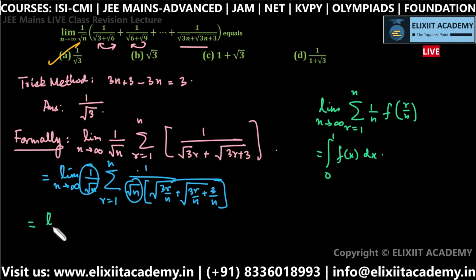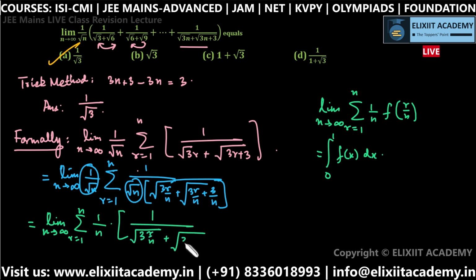So basically this turns out to be limit n tends to infinity, summation r equals 1 to n. You can take this 1 by root n inside the summation because the summation is dependent on r, right? So this becomes 1 by n multiplied by 1 upon root 3r by n plus root of 3r by n plus 3 by n. So this is of the form r by n. Now what we can do is straightaway write this as integration 0 to 1, 1 upon root 3x plus root 3x, obviously.